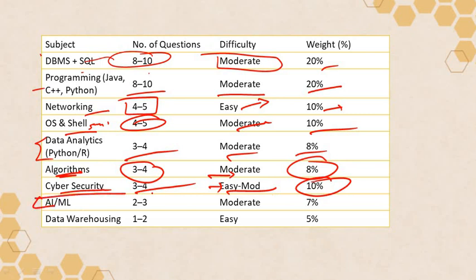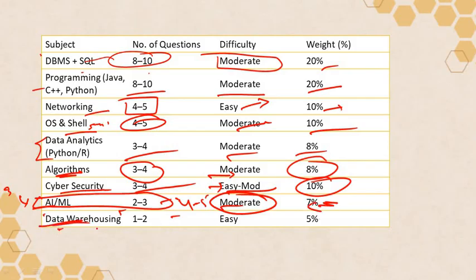AI and ML, this is the part where we can expect 4 to 5 questions. The level of the questions will be moderate. The weightage is yet to be decided. Then in data warehousing, 2 questions were asked, again easy level questions. If required, I'll create PYQ videos for PFRDA, so you will get a better idea of how questions are asked in PFRDA.